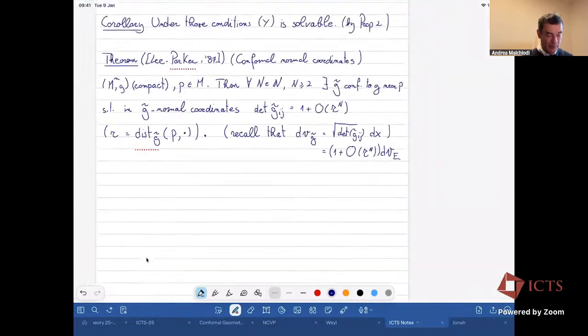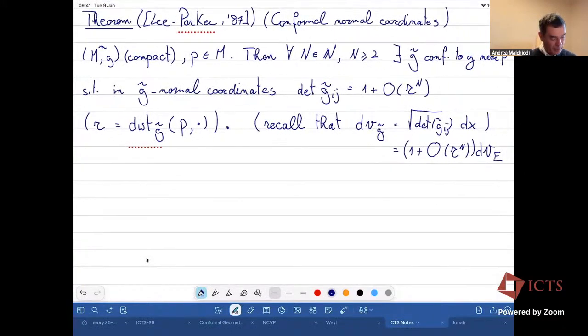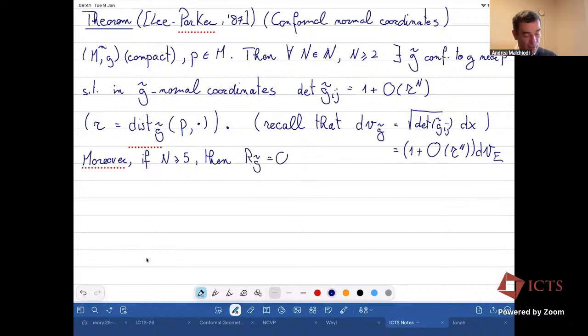Okay, moreover, it's not finished. So moreover, if you choose, this is technical, n greater or equal to 5, then the scalar curvature Rg tilde is a big O of r squared. So you can make the scalar curvature at a given point equal to 0 and also flat, okay?